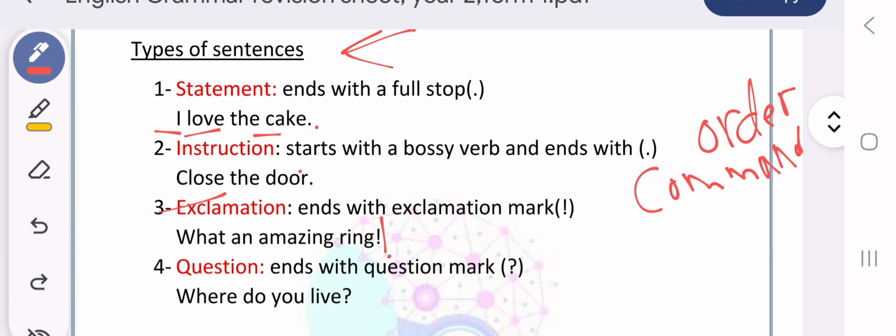A question, I will ask you a question and you need to answer. Where do you live? You have to answer me, I live in Cairo. So we will put a question mark.